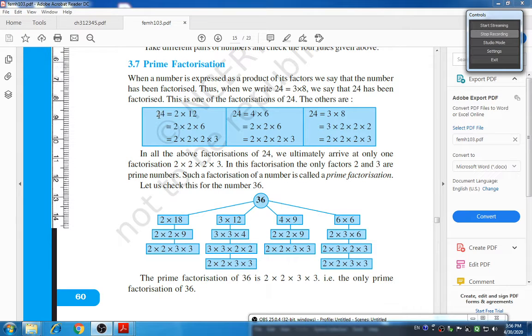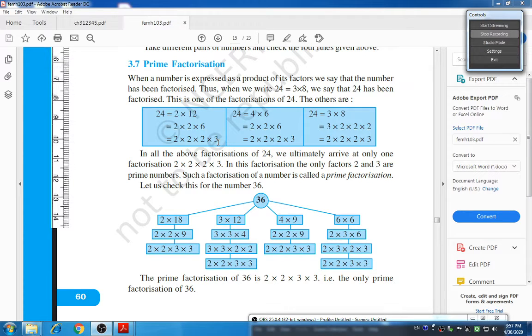Here 24 can be factorized as 2 × 12. 2 is written as it is because it is a prime number. Then 12 is factorized into 2 × 6. Again this 2 is a prime number, so we cannot find factors of it, but 6 is a composite number, so we can factorize it as 2 × 3. Now look at the factors of 24: that is 2 × 2 × 2 × 3. 2 twos are 4, 4 twos are 8, 8 threes are 24.